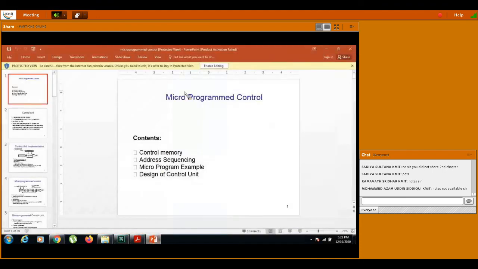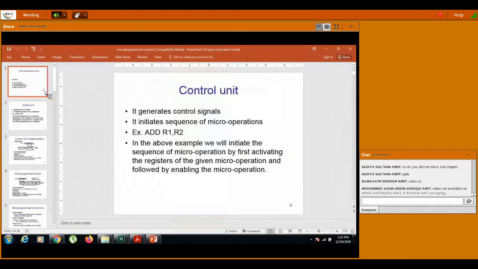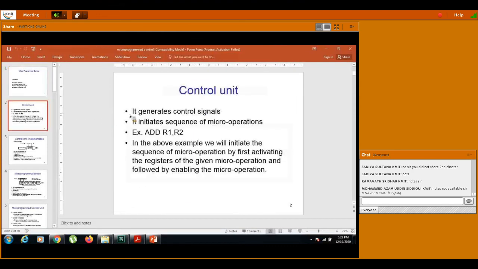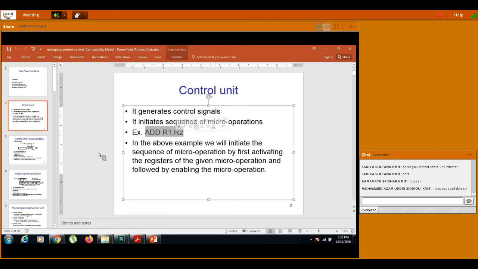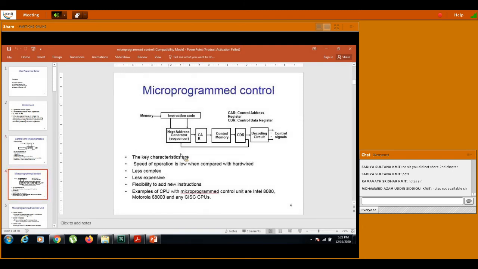So let's go to the next concept: microprogrammed control. Please bear with me for the next 10 to 15 minutes. In microprogram control, you have concepts like control memory, address sequencing, and the design of the control unit. In the control unit, you have the control signals, like if you want to add R1 and R2, you say add R1 and R2. You call it hardwired control. The key concepts of this are high speed of operation, expensive, relatively complex, and no flexibility of adding new instructions.